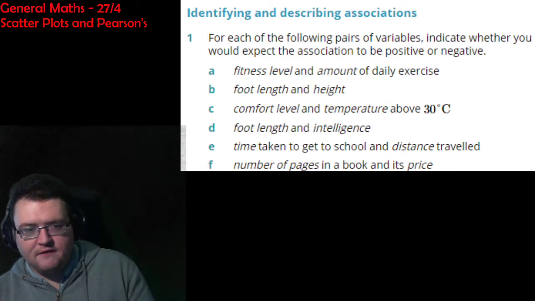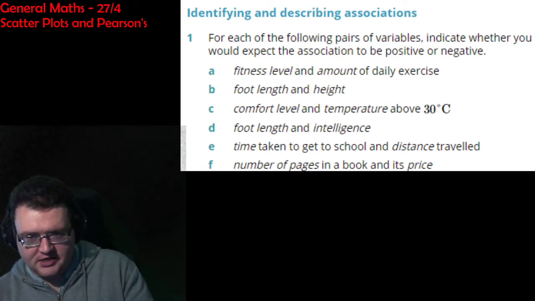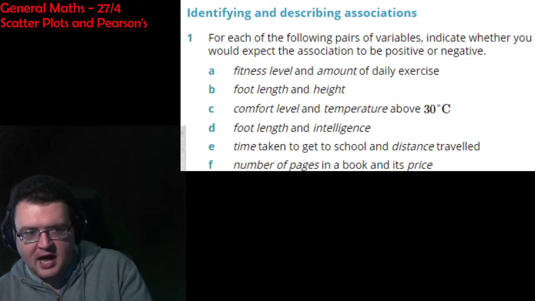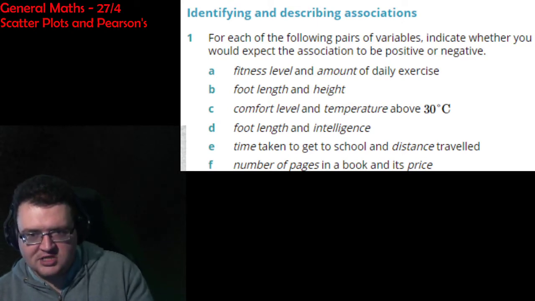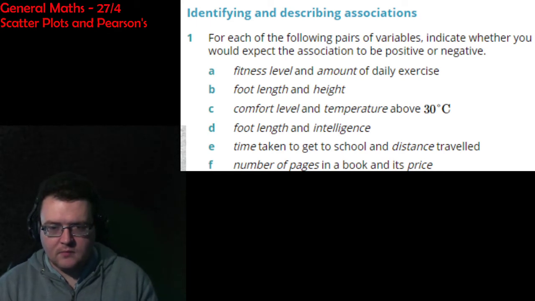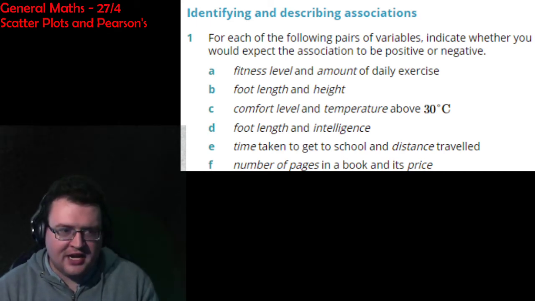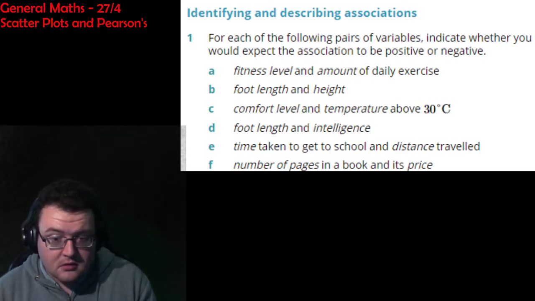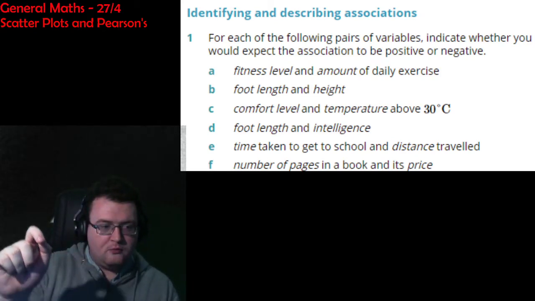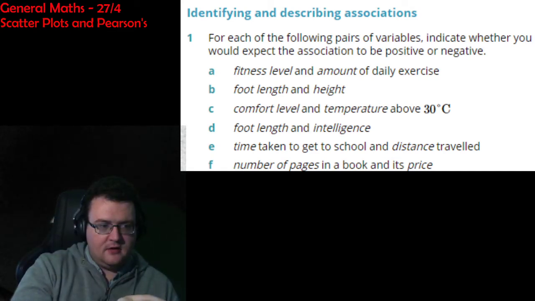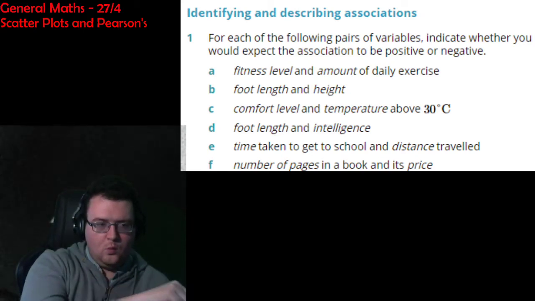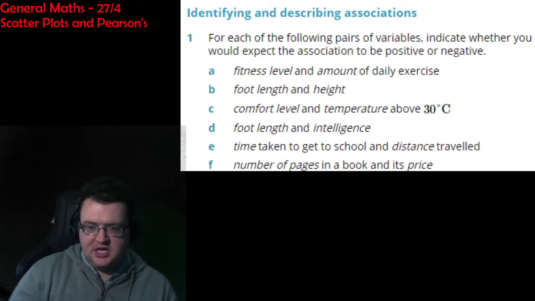Now, the next one here, comfort level and temperature above 30 degrees. Would you expect that to be a positive or negative association? Because what happens as the temperature increases? You start to get, how do you feel? Yeah, sweaty. And if you're sweaty, would you say you're comfortable? No. So your graph would probably look something like that. You would start up here, and your association would be down. So it would be a negative association.